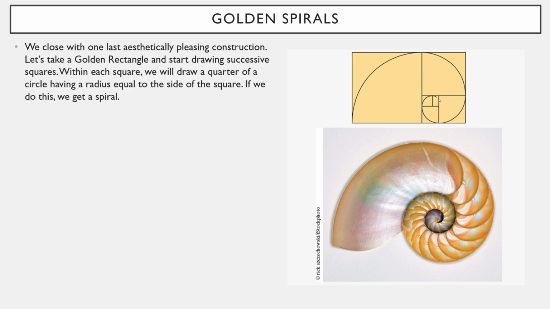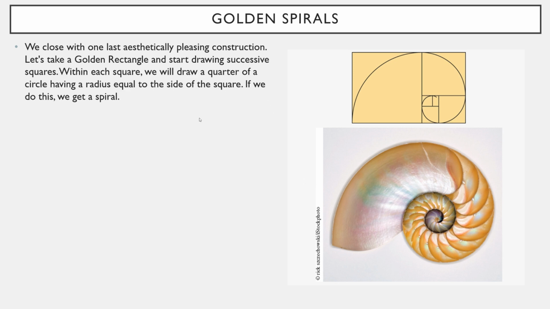Then we do it again, add another square, and get another golden rectangle. Do it again, another golden rectangle. Add another square up here, another golden rectangle, and I'm going to keep doing it. Within each square, we draw a quarter of a circle having radius equal to the side of the square. If we keep doing this, we'll get this beautiful golden spiral, and you can see the spiral shape is naturally occurring in the real world. This idea of the golden ratio not only comes up in rectangles, but you can see it here in a seashell.